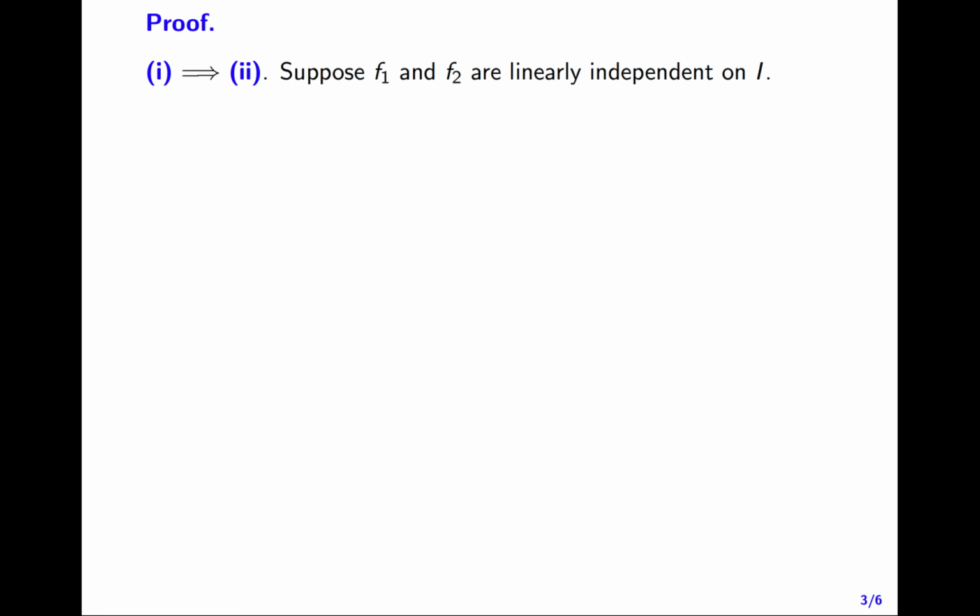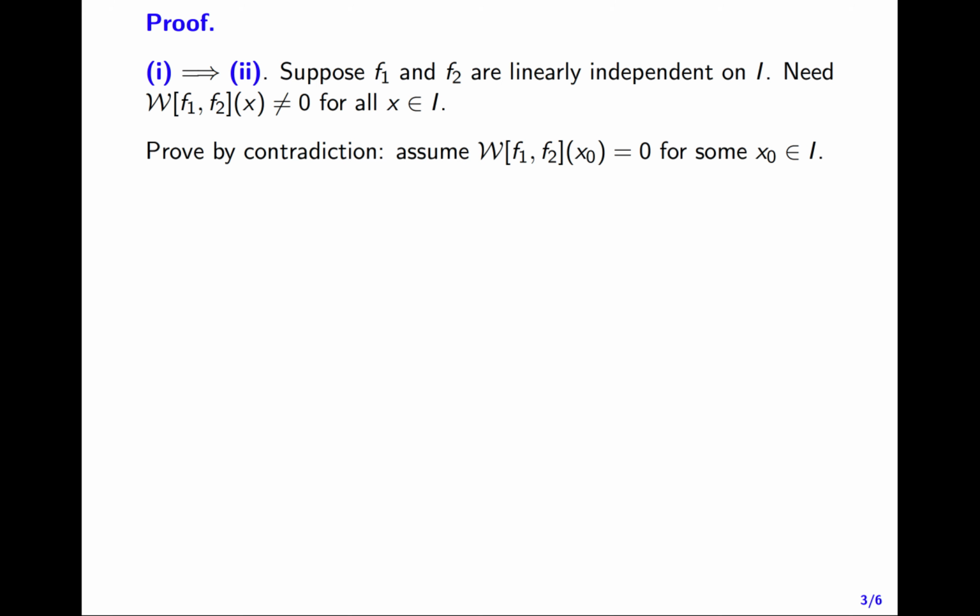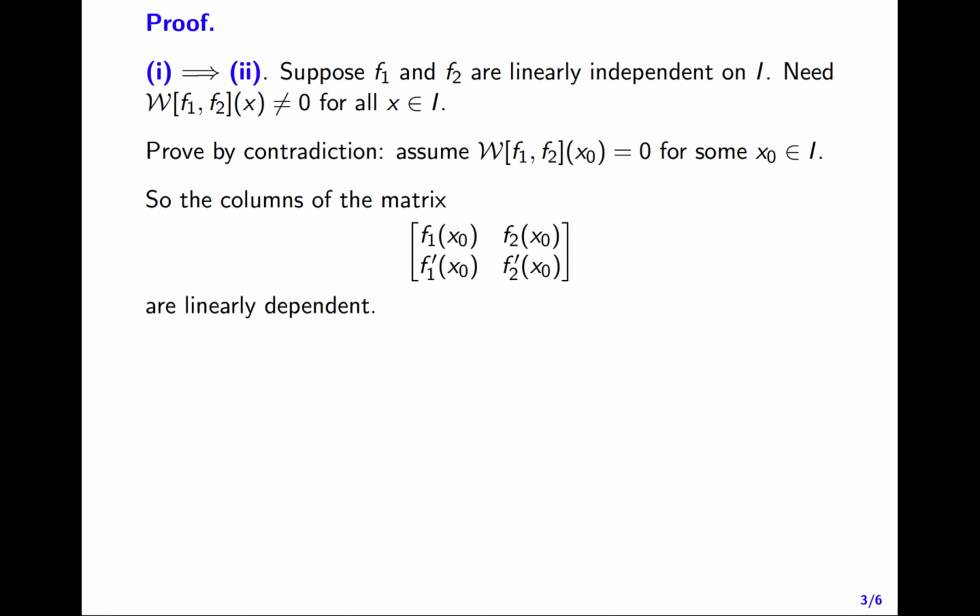First, we're going to prove 1 implies 2. We'll start out by assuming that f1 and f2 are linearly independent on I, and we want to show that the Wronskian on f1, f2 at x is non-zero for all x in I. We're going to prove this by contradiction. Suppose that the Wronskian on f1, f2 at x0 is equal to 0 for some x0 in I. What can go wrong with this?